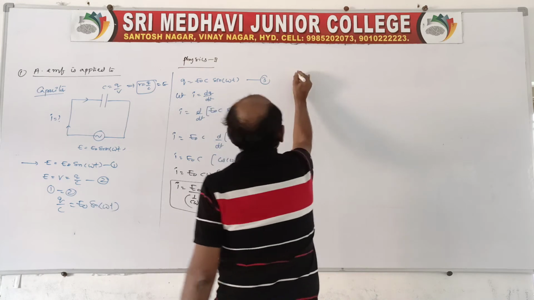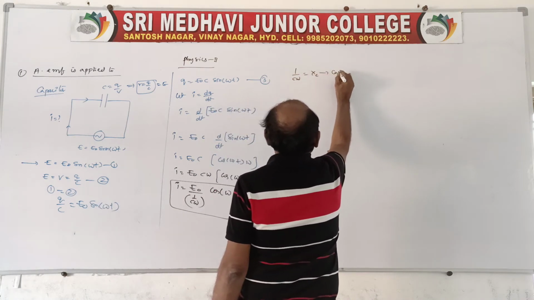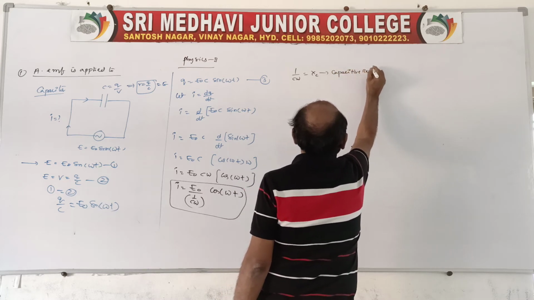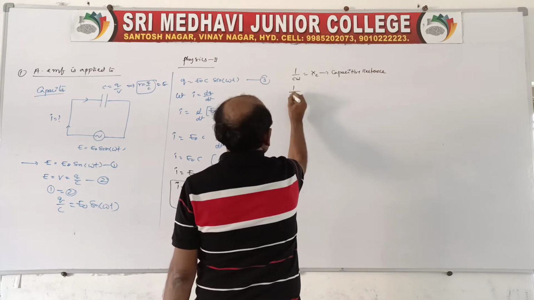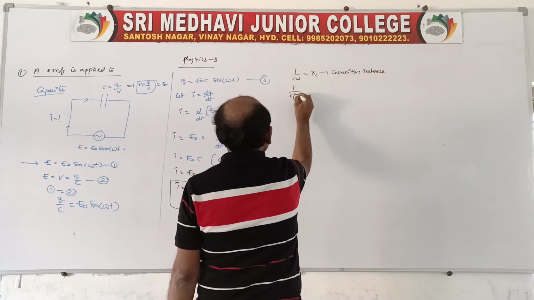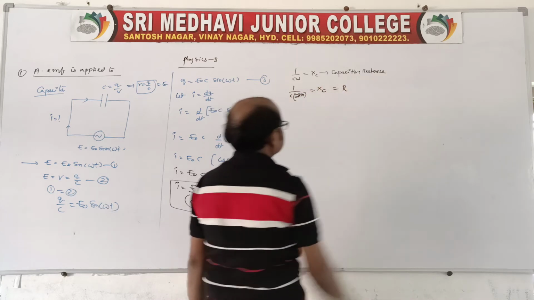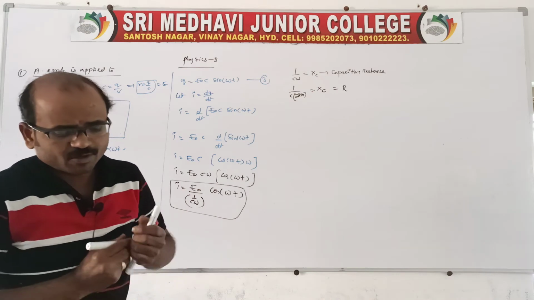Now here, what is 1 by C omega? It is nothing but XC, which we can call capacitive reactance. So 1 by C into 2 pi n is equal to XC. We can also call it R, nothing but a capacitive circuit, which opposes the flow of charge.